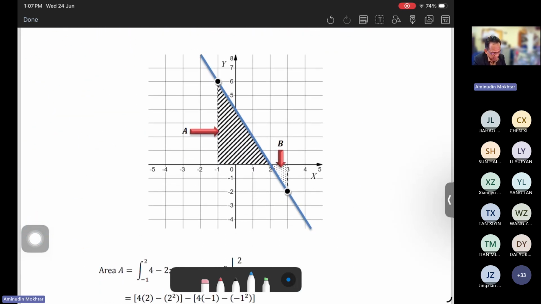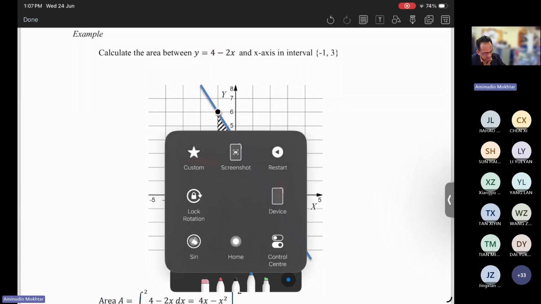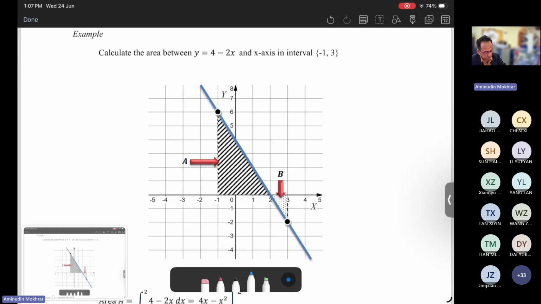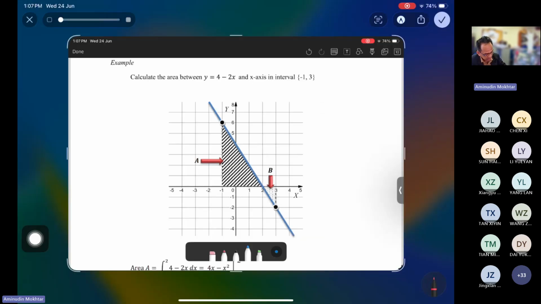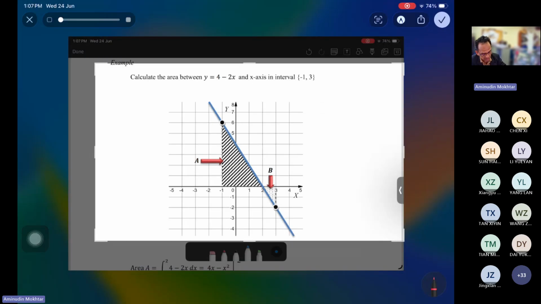Okay, the next one, how to find this area? How to find this area? I will show you step by step because there are two areas here. Let's see. We have these two functions.